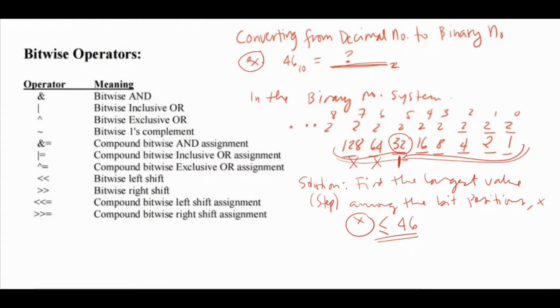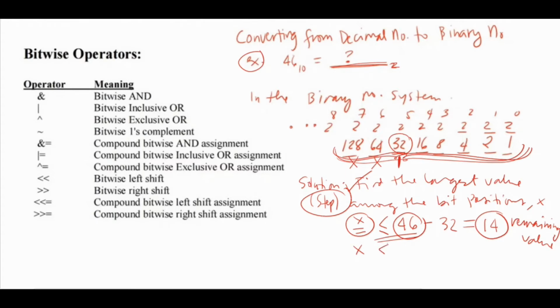And then we subtract that value 32 from 46. So the remaining value would be 14, right? This is the remaining value. Then we do this step again. We find a value X which is the largest among the bit position integer values, and it should be less than or equal to the remaining value 14. So which among these values is the largest but less than or equal to 14?